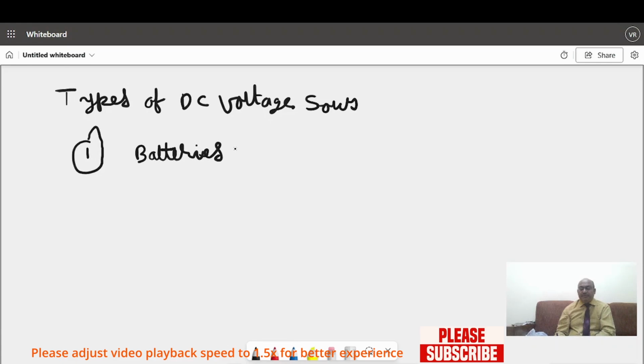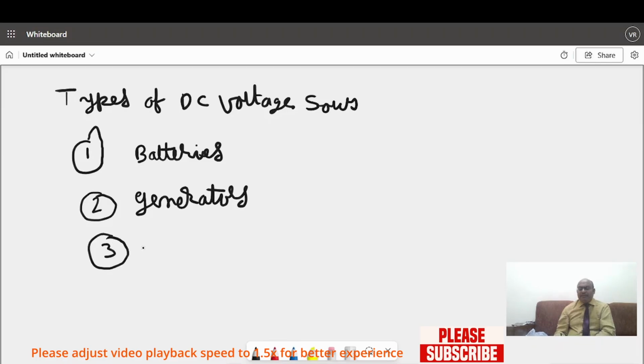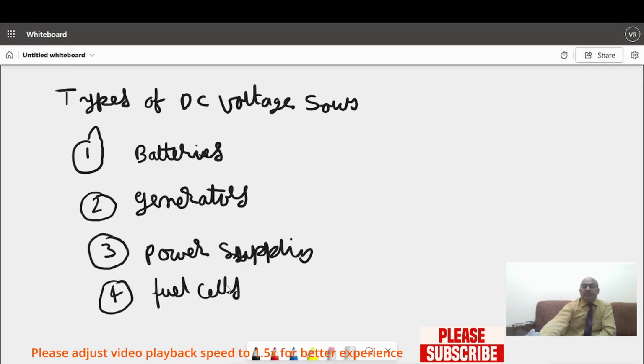Types of DC voltage sources. First one, batteries, from chemical action or solar energy. Second one is generators. Third one is power supplies, like rectification, conversion processes with some modifications. That is called power supplies. Fourth one, everybody knows, is fuel cells.